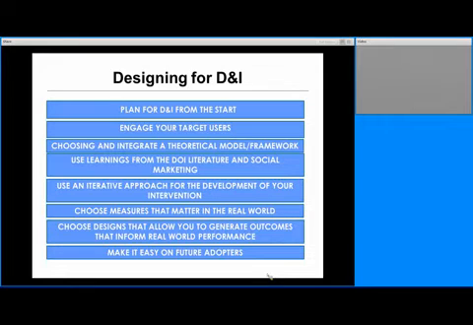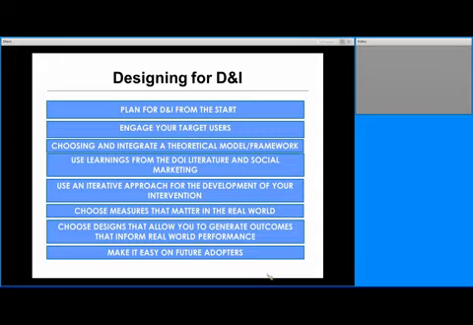Choosing measures that matter in the real world and designs, those are perhaps the closest to the PRECIS criteria, and thinking about those pragmatic choices in terms of both measures and the design choices can be very, very helpful for designing for dissemination and implementation.